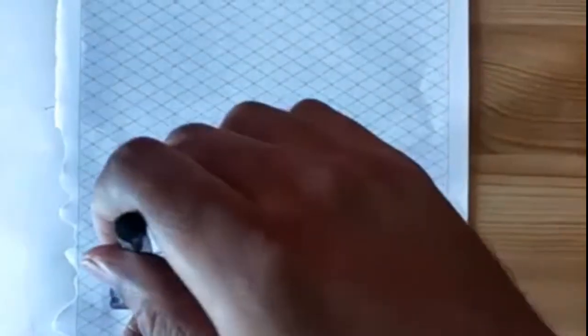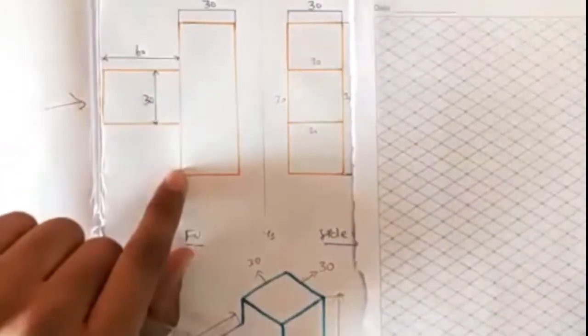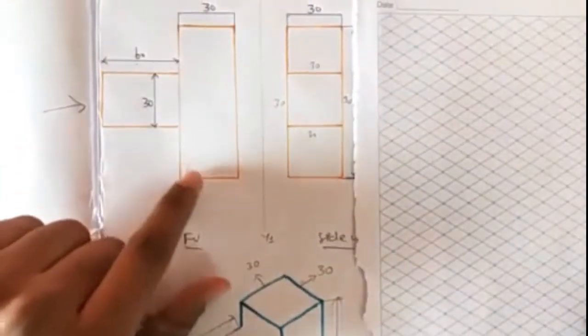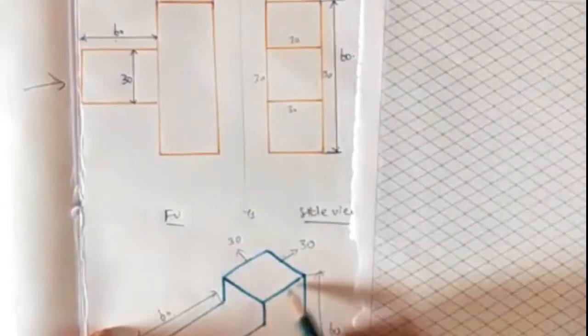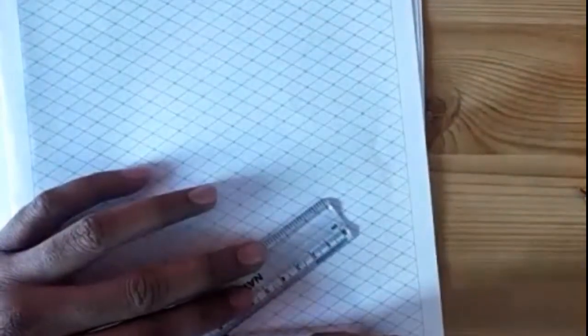First, you draw the x1, y1 line. We'll draw the prism first. The base of the prism, this is the base of the prism. It is 30, 30, 30, 30. So it will be 3 boxes.